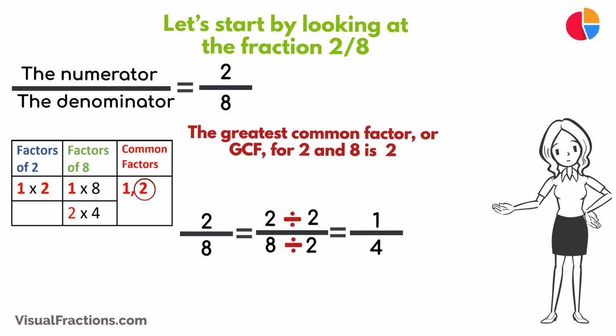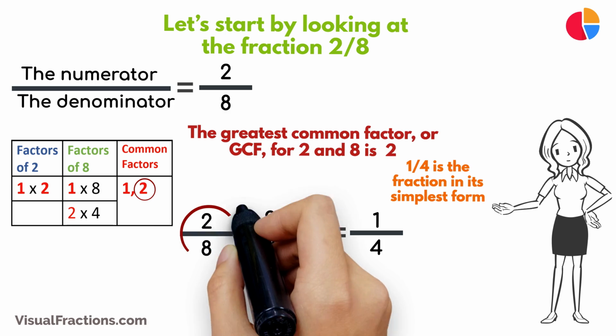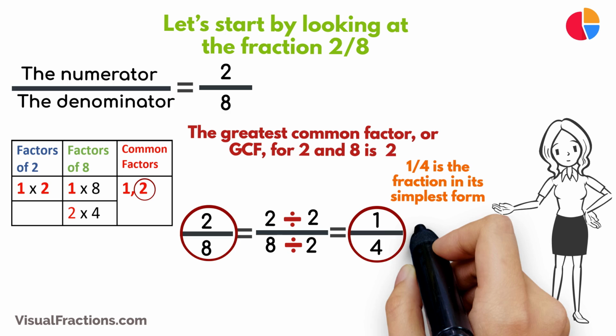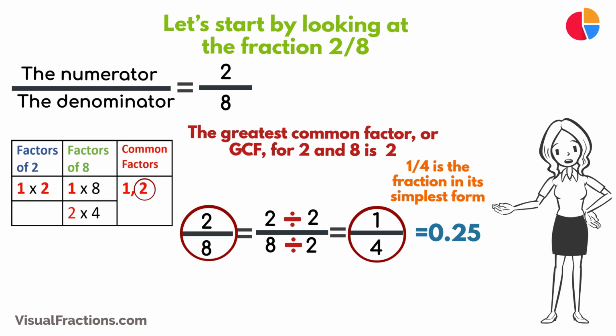So, simplifying 2/8, we end up with 1/4, which is the fraction in its simplest form and cannot be reduced any further. It's important to note that both the original fraction 2/8 and the simplified fraction 1/4 have the same decimal value, which is 0.25. This demonstrates that simplifying a fraction does not change its inherent value but makes it easier to understand and use.